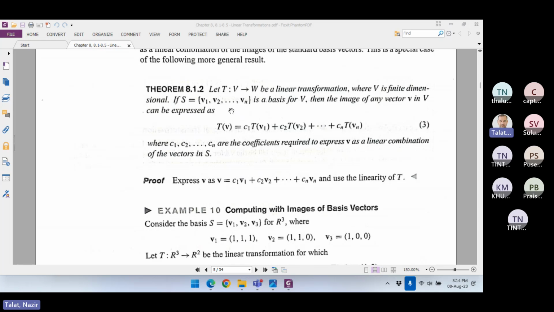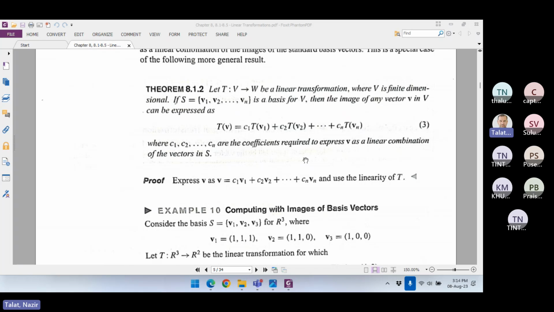We know that V1, V2 up to Vn are the basis of V. So it means every element v in V can be expressed as a linear combination of V1, V2, V3 up to Vn. So we can write v = C1 V1 + C2 V2 + up to Cn Vn. Then if we apply T on both sides, it becomes C1 TV1 + C2 TV2 + up to Cn TVn, where C1, C2, C3 are constants. This will be very useful, and we can get different forms of formulas.